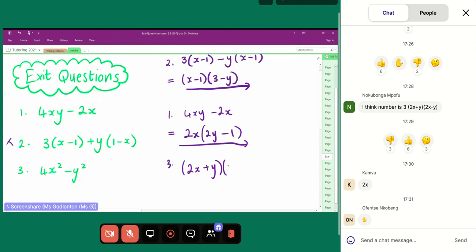Close bracket, then another open bracket 2x minus y. Yay! Guys, I feel so proud. Well done. That's awesome.